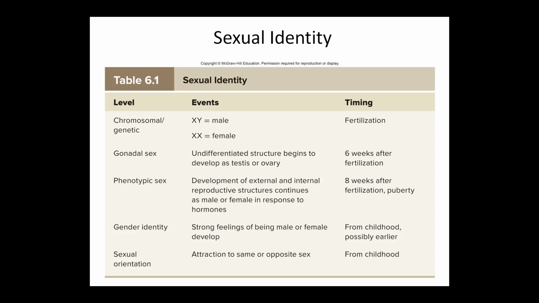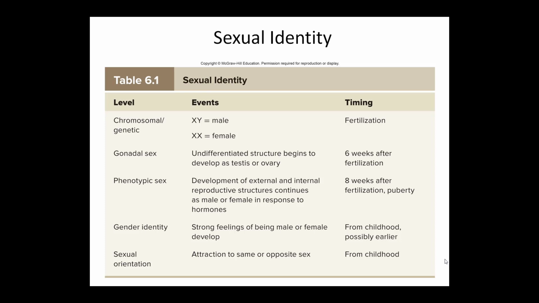So gender identity is defined as strong feelings of being male or female. Gender identity seems to develop from childhood, possibly even earlier than that. And it might have something to do with how our brain is exposed to hormones in the womb. Sexual orientation is yet another component of our sexual identity. It means attraction to the same or opposite sex.